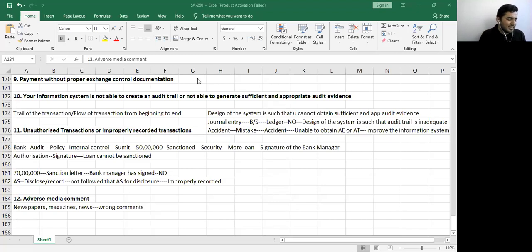Second, there is significant risk and other means do not provide sufficient appropriate audit evidence. आपको ऐसा लगता है कि बहुत रिस्क है और कोई तरीका हमारे पास नहीं है चेक करने का, एक ही तरीका है, और वो एक तरीका कौन सा है? 100% verification. Then you will go for selecting all items, that is 100% checking.